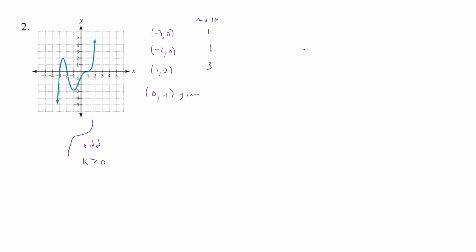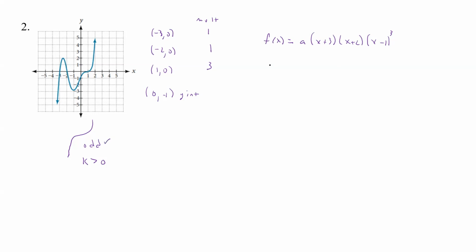And so now let's plug everything in. f of x equals a times (x plus 3), then (x plus 2), and then (x minus 1), and remember, it's cubed. Okay, so that's 3, 4, 5. It's odd degree, so that fits that part.